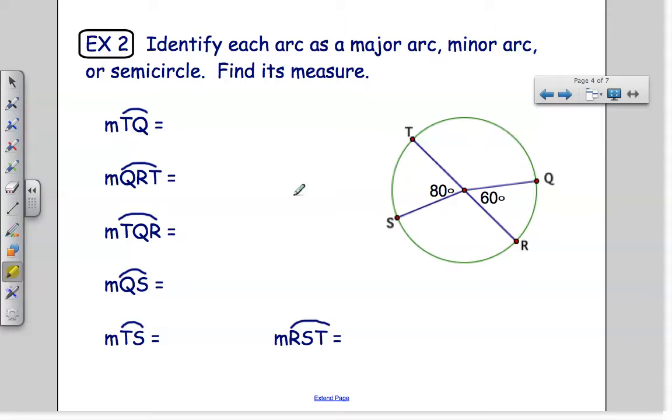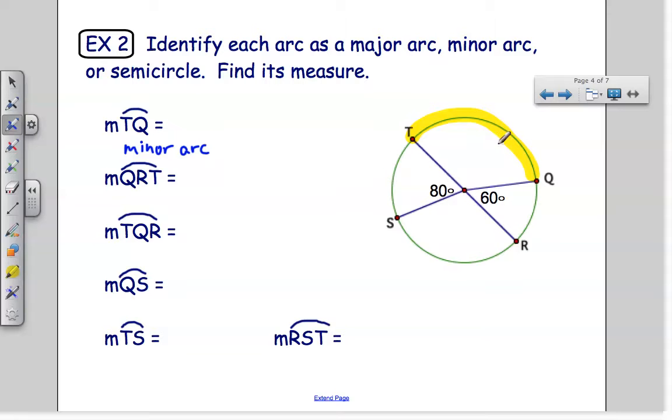Measure of arc TQ. So that 2 letters has to be less than half the circle. There's my arc TQ. First of all, it is less than half the circle and it's not a semicircle. So this would be a minor arc.